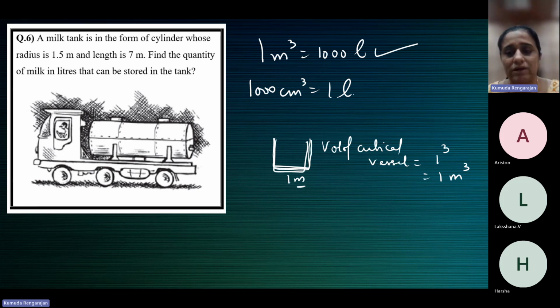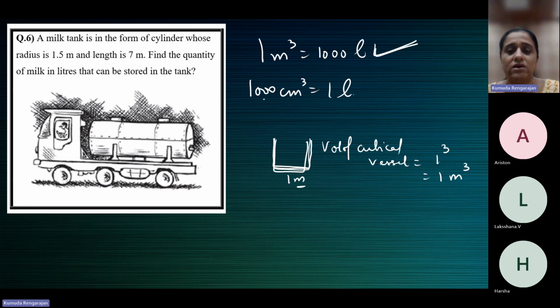It need not be a cubical vessel. It can be any vessel, any container whose volume is 1 meter cubed. I used a cubical vessel so that it's easy for me to take the edge as 1 and find its volume as 1 cubed. For the sake of convenience and explaining, I considered a cubical vessel. It can be any vessel, any shape. If the volume of that vessel is 1 meter cubed, then that vessel can hold 1000 liters of liquid, is what is meant by this relation. 1 meter cubed is equal to 1000 liters.